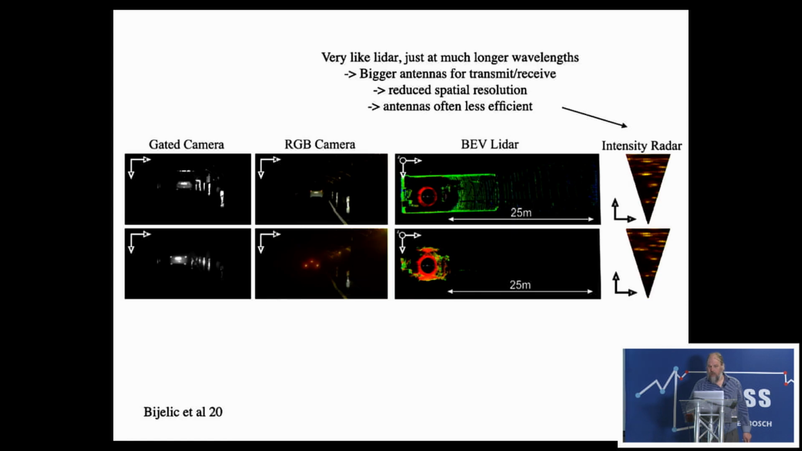it's being used now for autonomous vehicles as well. And finally, there's straightforward radar, which is basically like LiDAR, but it happens at very much longer wavelengths, which means the antennas are bigger, the spatial resolution is smaller, the antennas are less efficient, and there's more power. As a result, radar tends to be used only for, is there something in front of me?